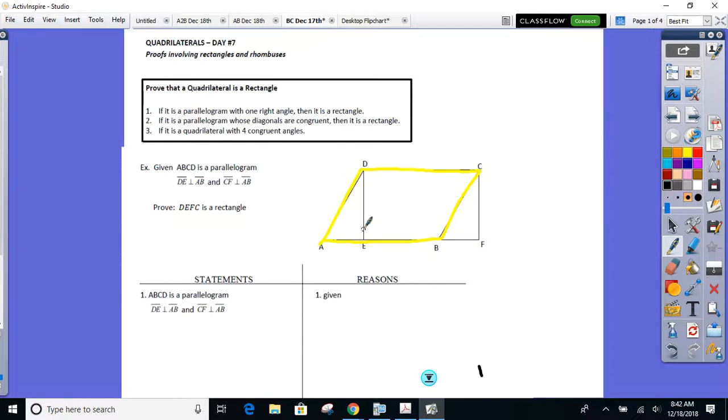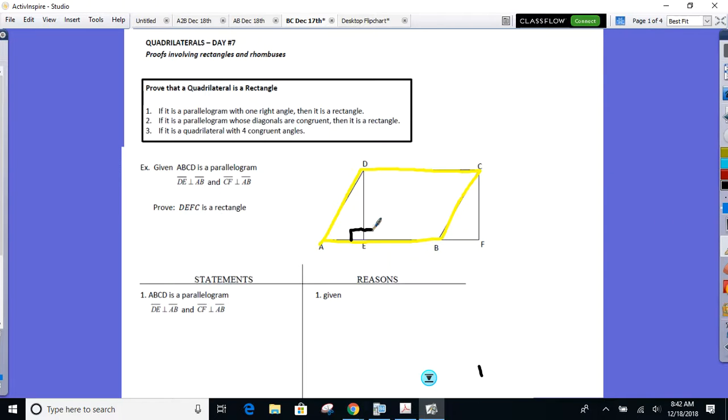Because ABCD is a parallelogram, I also have some perpendicular lines rolling around. DE and AB are perpendicular, and so are CF and AB. Do you see the figure I'm trying to have you prove a rectangle? DEFC. So I need to show this one is a rectangle.